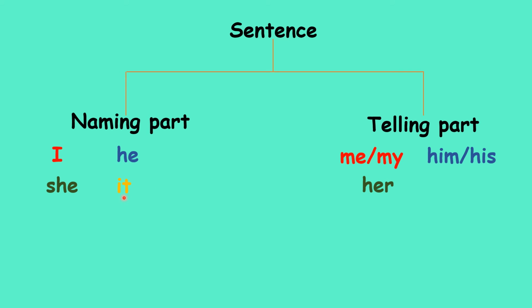It. It in the naming part remains the same in the telling part. All these pronouns are used for singular nouns, for one person, place, animal or thing.